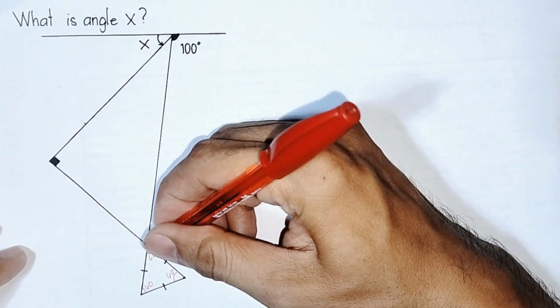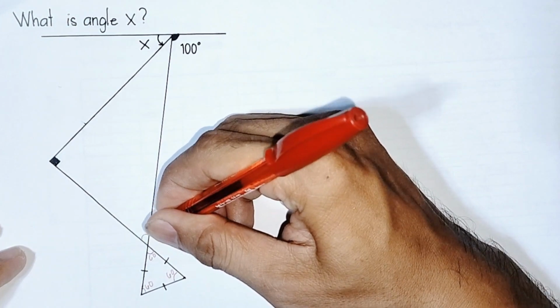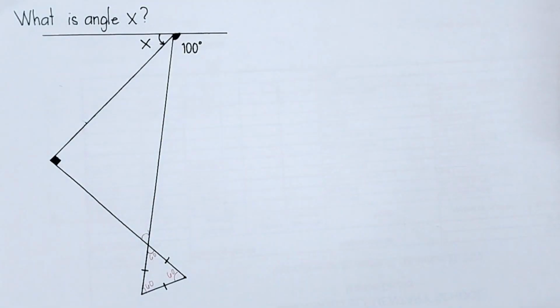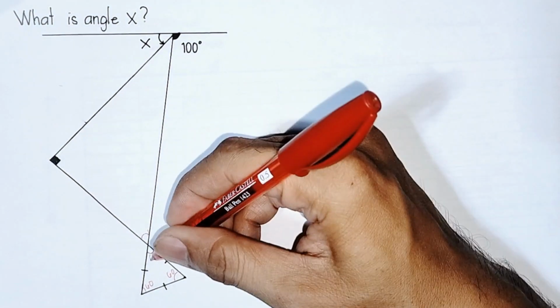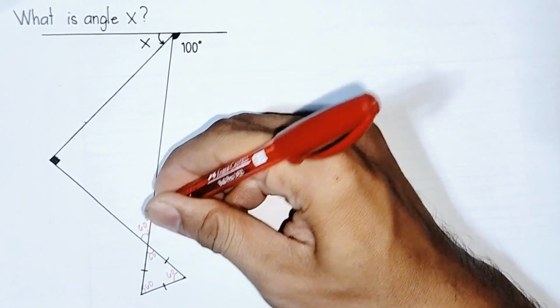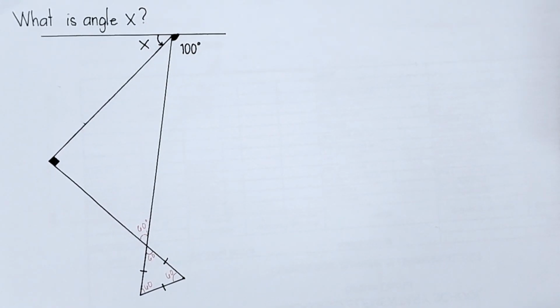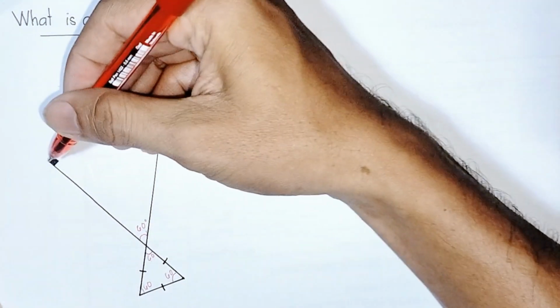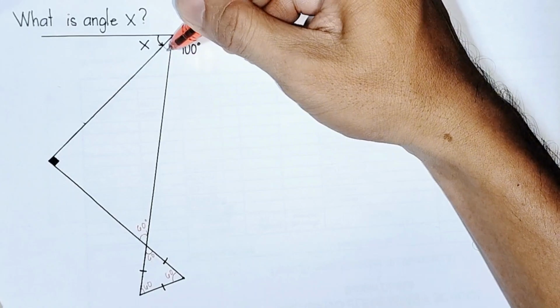So if this is 60 degrees, we can find the measurement of this angle. We can use the relationships of the angles. These angles are what we call vertical angles. So if this is 60 degrees, this is also equal to 60 degrees because vertical angles are equal in measurements. Alright, so now we can easily find the angle of this part here.